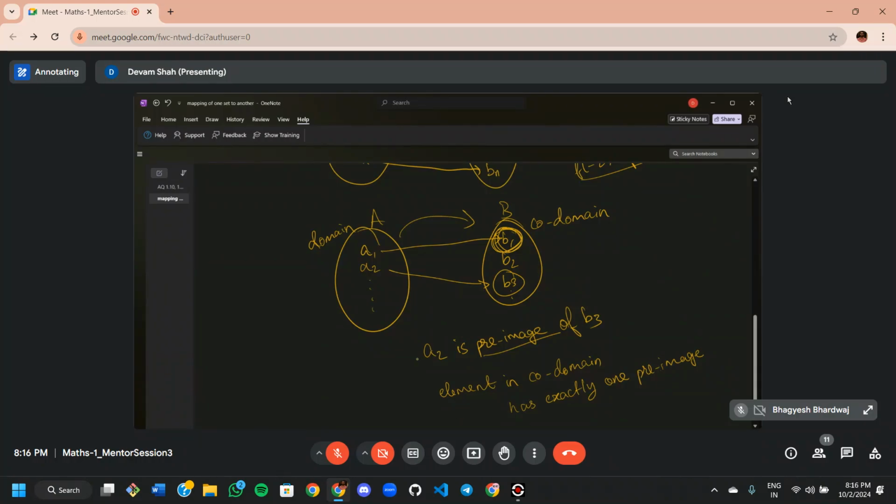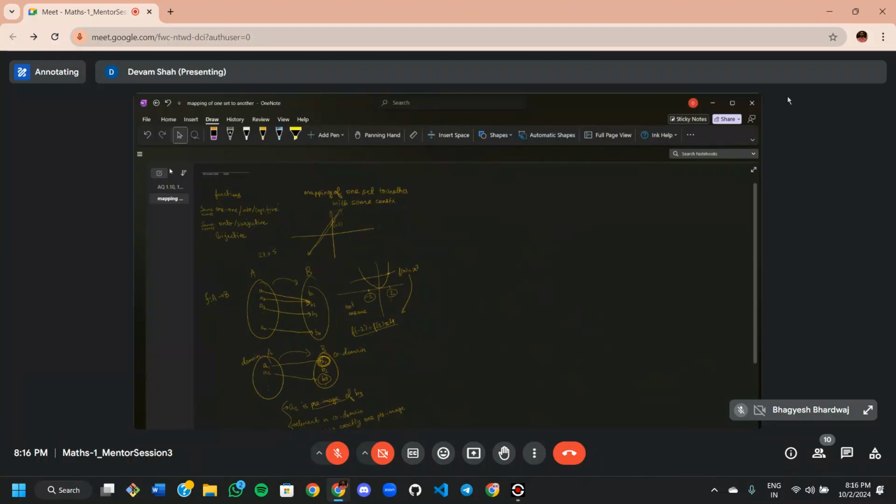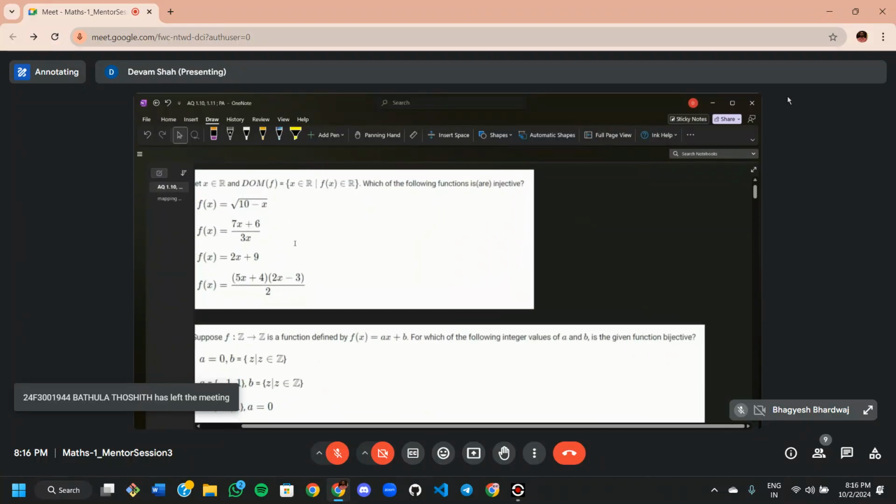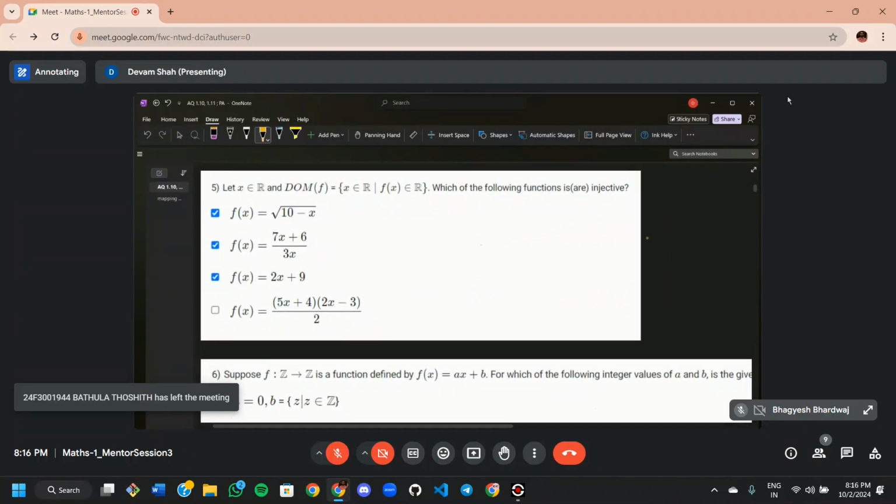Anyone who's facing problem in this thing? No, sir, but how to find if a function is one-one? That will come to it. But now we know the definition of one-one, right? Yes, sir. So coming to checking if it is one-one or not. Here they are asking to check if it is one-one or not. That is injective.